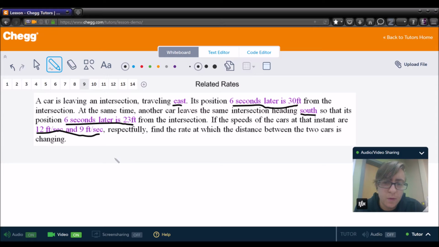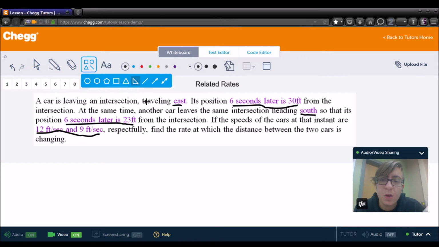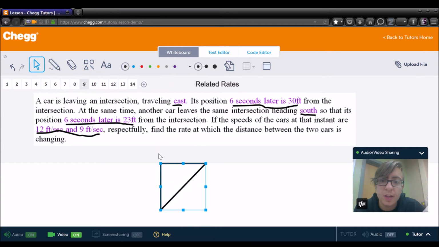So first of all, we have that one car is traveling east and another car is traveling south. So that means we have a triangle that looks something like this for the intersection, because one of them is heading east and one of them is heading south. And we know that the one heading east is going 12 feet per second, and after 6 seconds, it has gone 30 feet from the intersection.